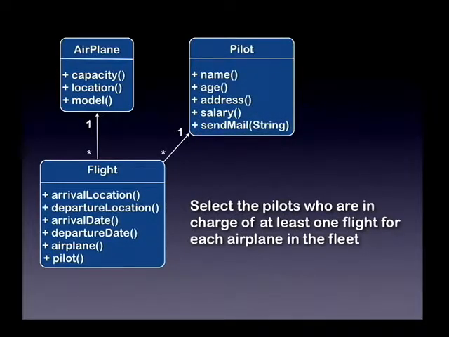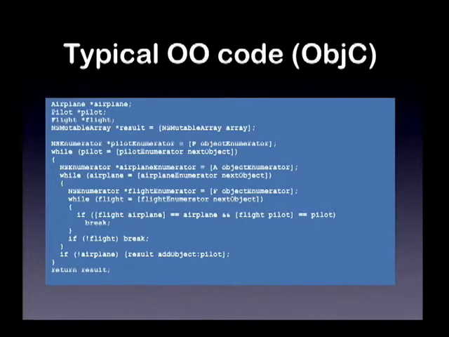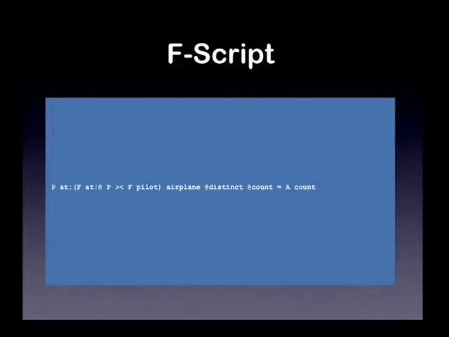Another example. We want to select the pilots who are in charge of at least one flight for each airplane in the fleet. Again, here is the code in a typical object-oriented language, here in Objective-C. And here is the code with FScript. It's just one line and much easier. We'll see how it works.